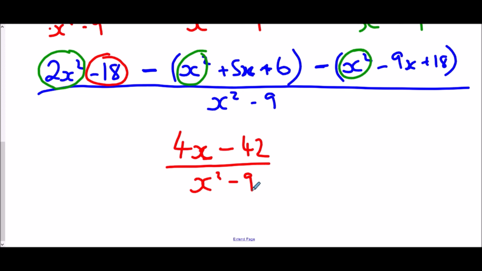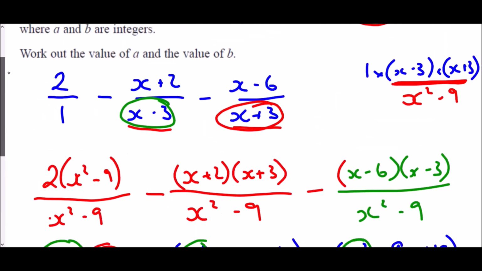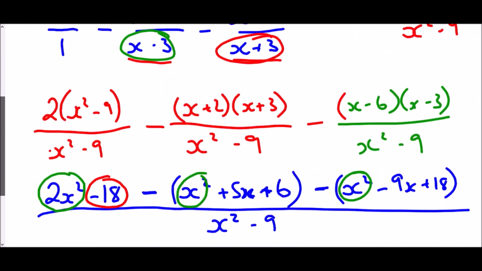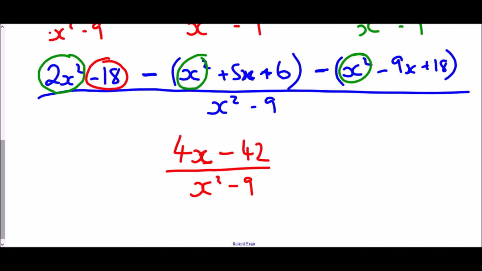Now the question said, we should be able to write it in the form (ax plus b) over (x squared take away 9). Well, have we done that? Yes. In this case, a would be 4 and b would be negative 42.